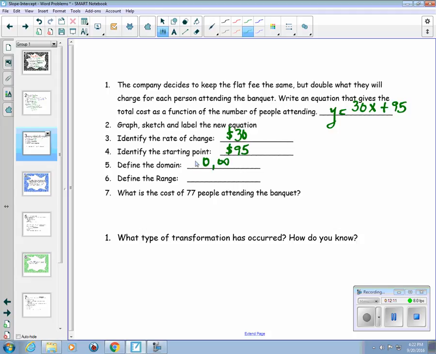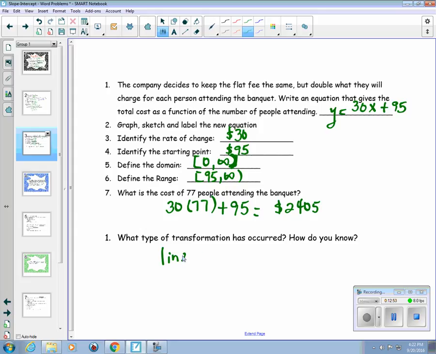That doesn't change, from 0 to infinity, because we're talking about people. Now what about the range? From 95 to infinity, right? Oh, I'm sorry. This is supposed to be a parenthesis, right? All right, what is the cost for 77 people? So what do we do? 30 times 77, right? Plus 95. 2,405? Yay? All right, so what type of transformation has occurred?